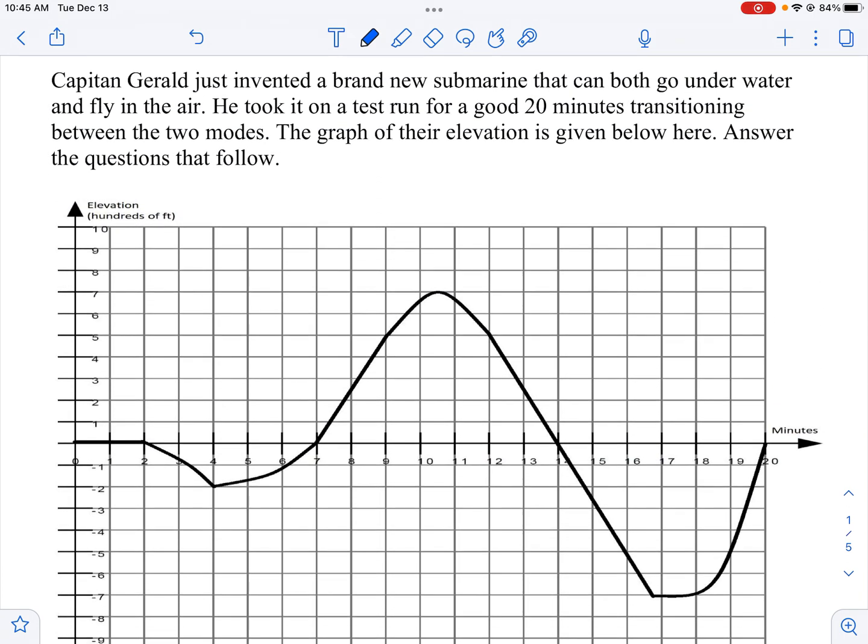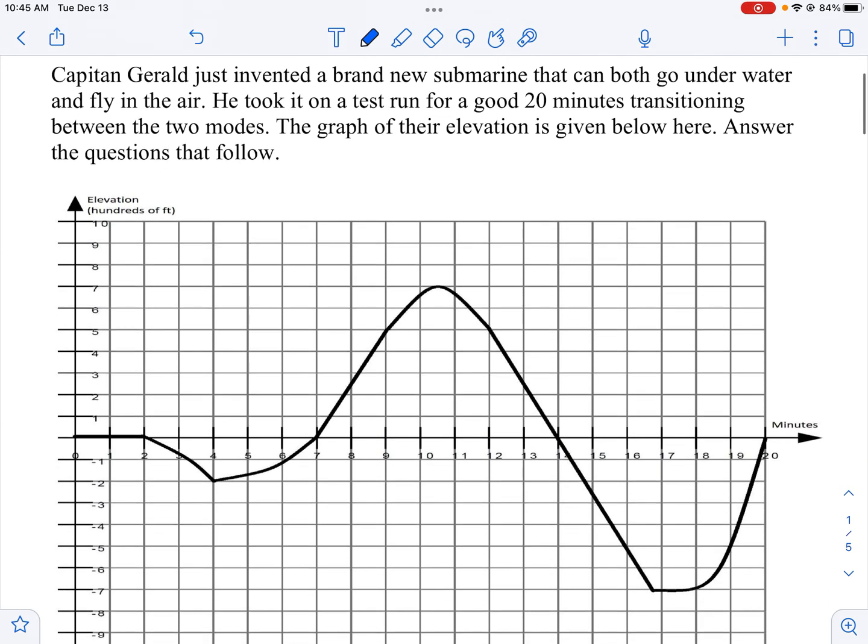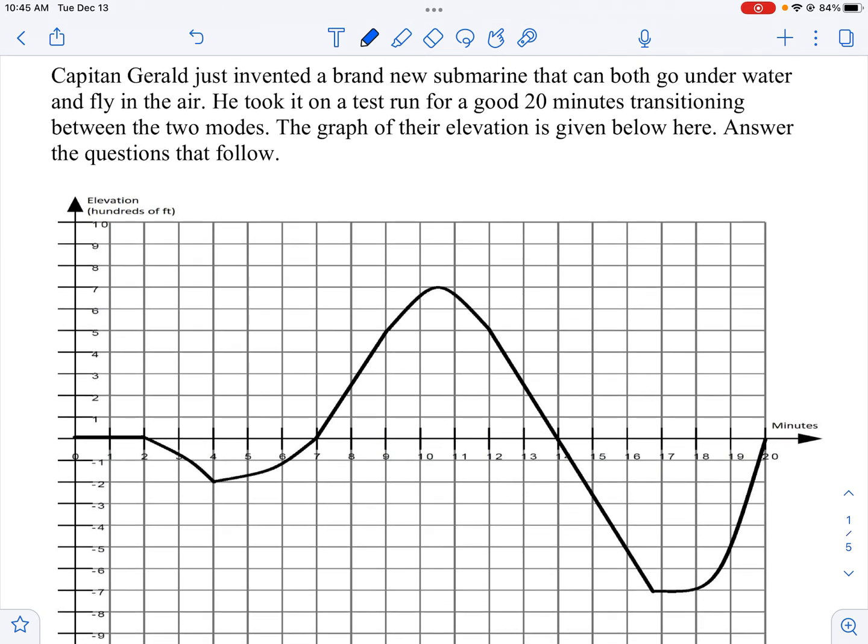And so this is a lovely graph here. It's titled The Submarine. You might have seen this before, but Captain Gerald just invented a brand new submarine that can go both underwater and fly in the air. So pretty good. He did a test run, and this graph shows the elevation of this submarine during those 20 minutes. Okay, and so we're going to answer a couple questions.